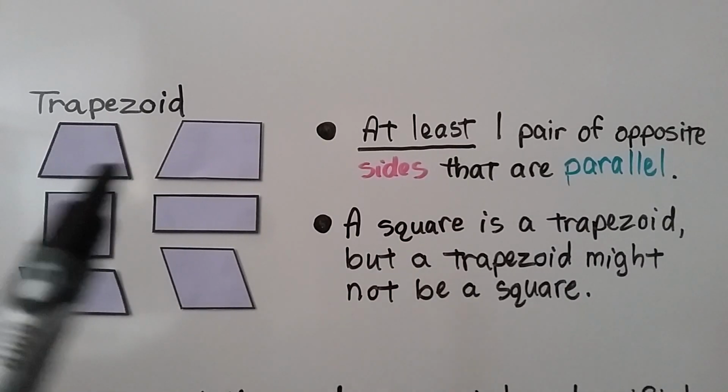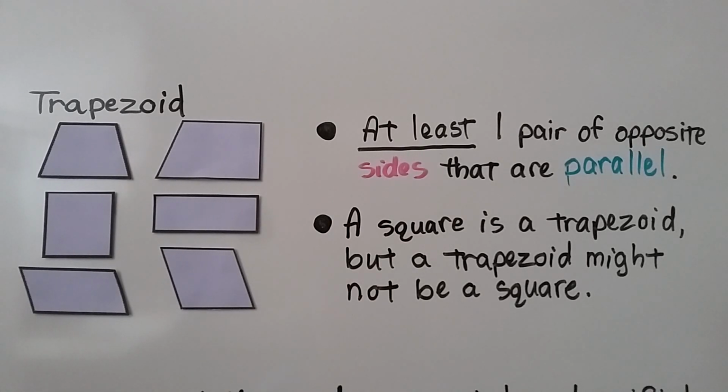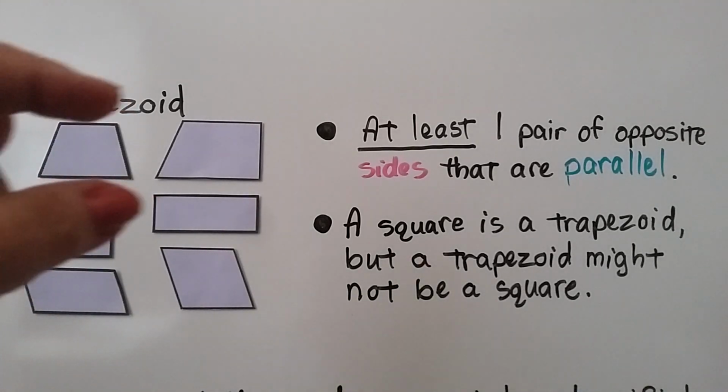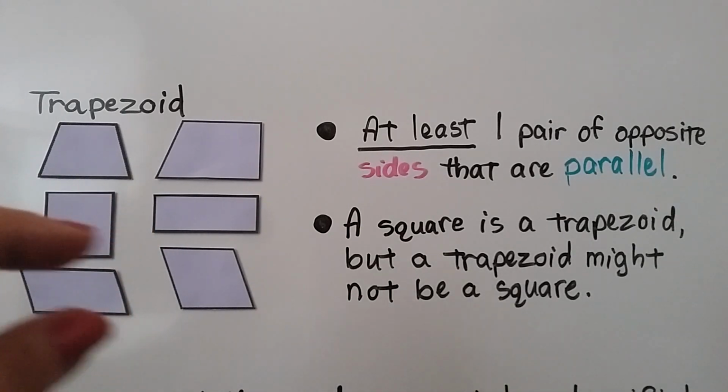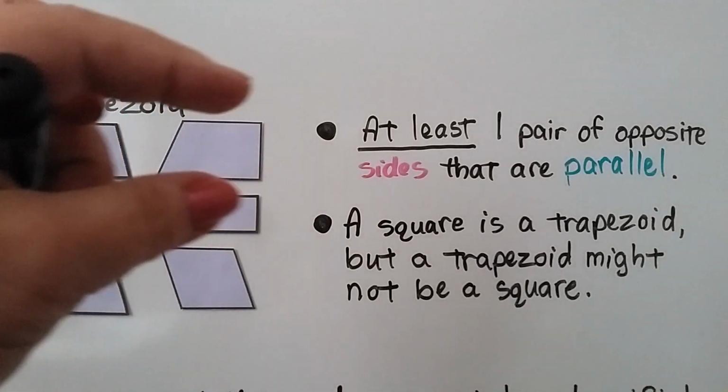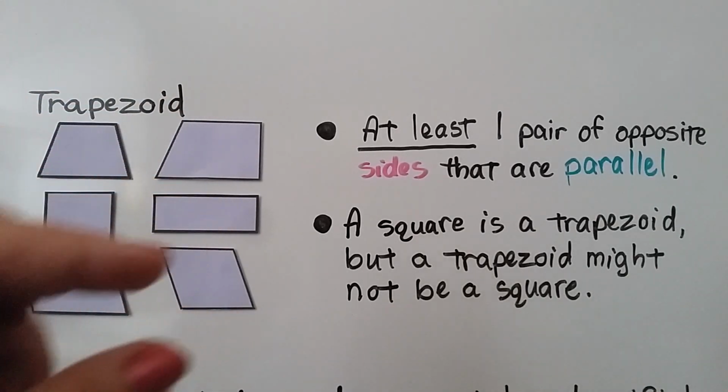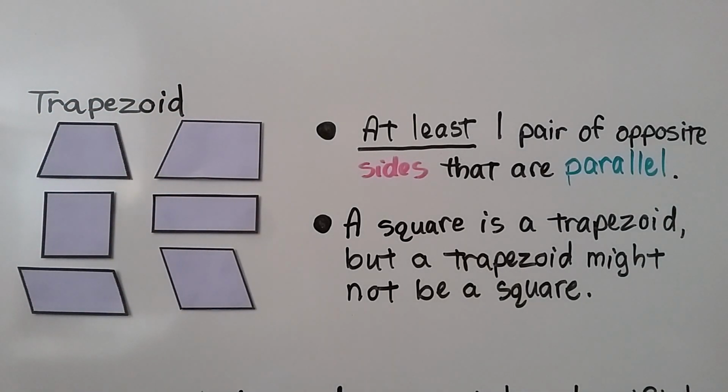These are all considered to be trapezoids. They have at least 1 pair of opposite sides that are parallel. Let's look. These are parallel, and it's even got another set here, doesn't it? These are parallel, these are parallel. So they have at least 1 pair of opposite sides that are parallel. A square is a trapezoid, but a trapezoid might not be a square. So a trapezoid is a quadrilateral that has at least 1 pair of opposite sides that are parallel.